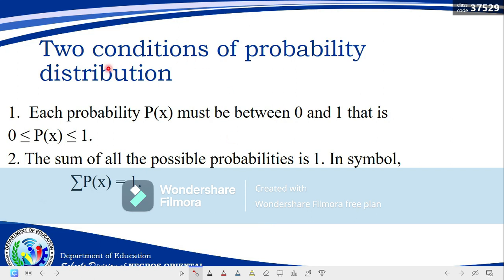Okay, there are two conditions of probability distribution. Number 1, each probability, P of x, must be between 0 and 1. That is, P of x is greater than or equal to 0 and less than or equal to 1. And number 2, the sum of all possible probabilities is 1, and in symbols, the summation of P of x is equal to 1.